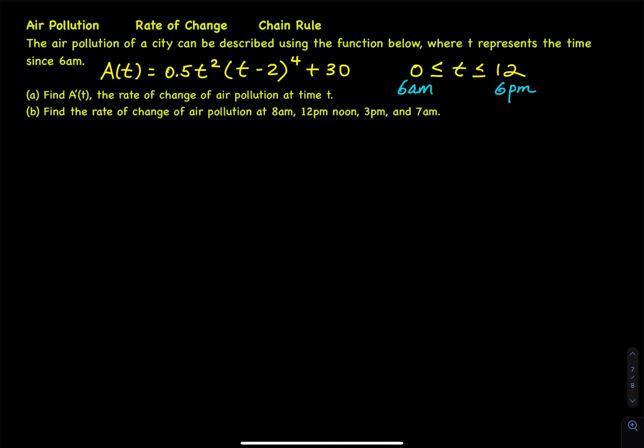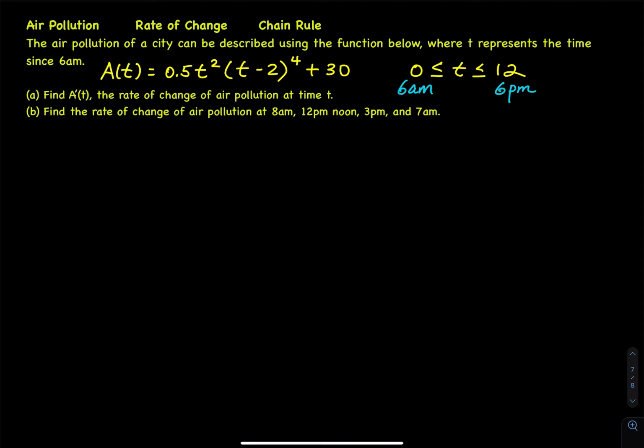The air pollution of a city can be described using the function below, where t represents the time since 6 a.m. So the function is A of t equals 0.5 times t squared, and then times (t minus 2), the entire quantity raised to the fourth power, and then you add 30 to it.